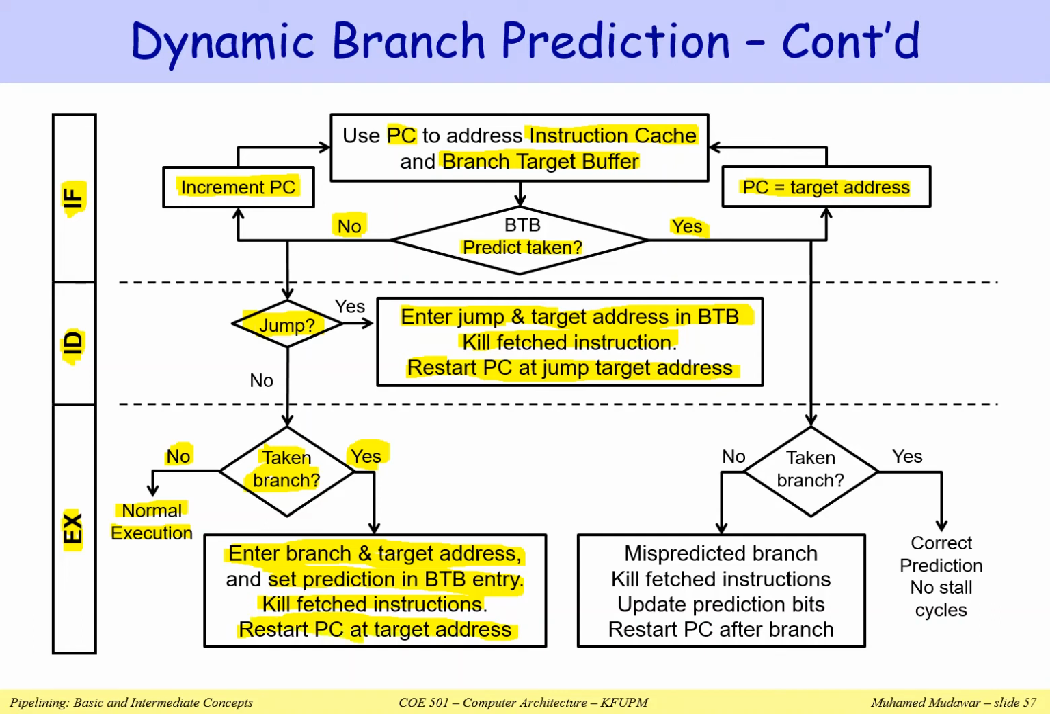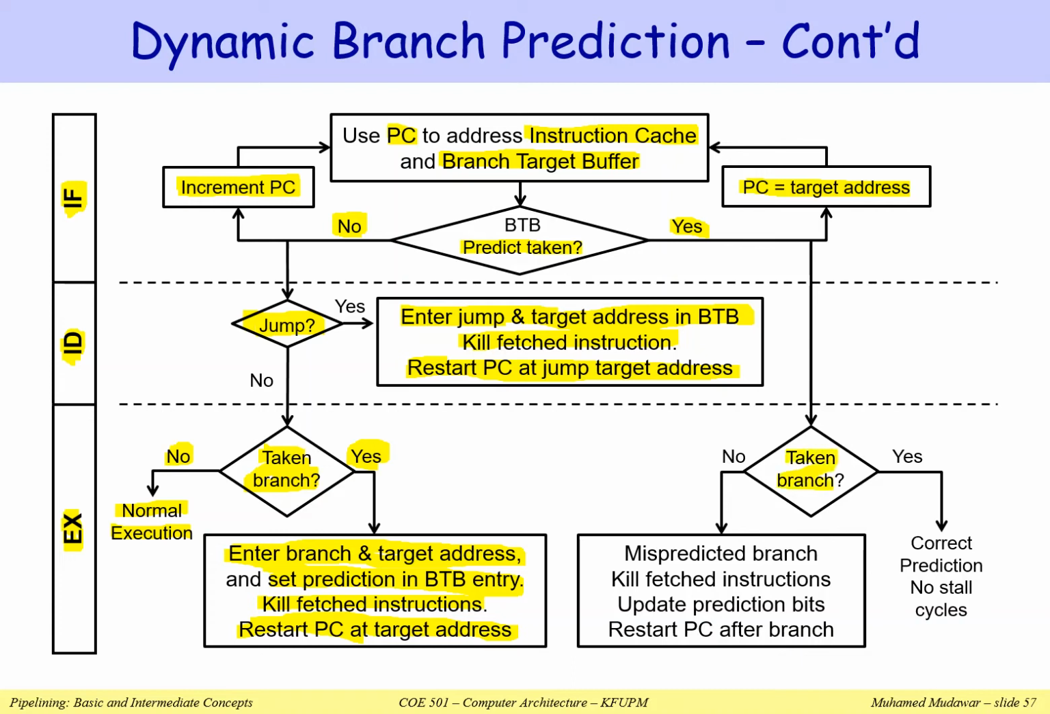Now, we can also have the other possibility in which we have predicted the branch to be taken. So here we can go to the right. In the case of a jump, the jump is always taken, so we don't really have to do anything. But in the case of a branch, and we have predicted the branch to be taken, now we reach the third stage of the pipeline.